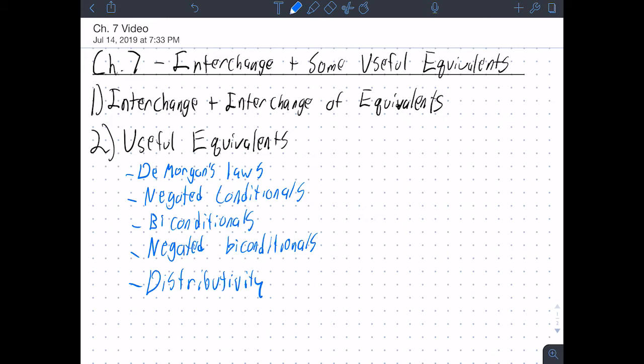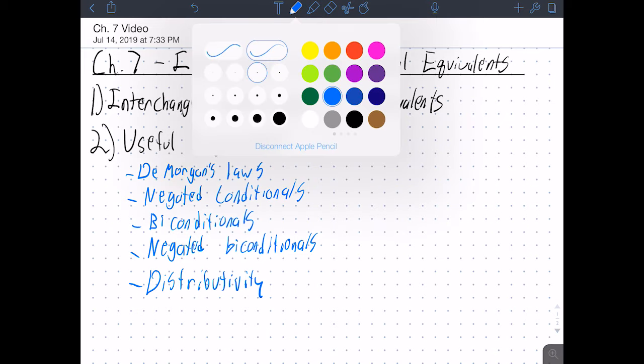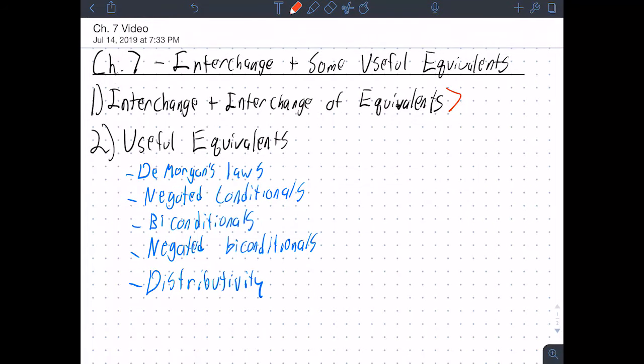So in this chapter, we'll be learning a new concept. The concept is interchange, and pretty much all that we will care about with respect to interchange is interchange of equivalence. It'll make sense when I get there. And so we're going to learn how to replace schemata or parts of schemata with other schemata that are equivalent to the original schemata or parts of schemata. That sounds confusing when I say it. It won't be as confusing when you're doing it, right?